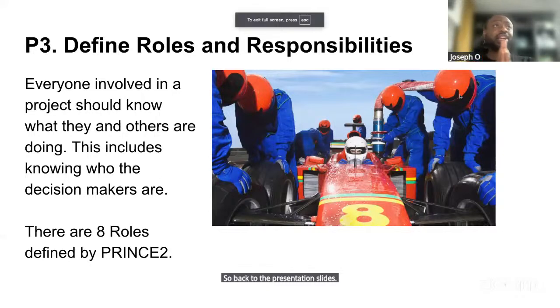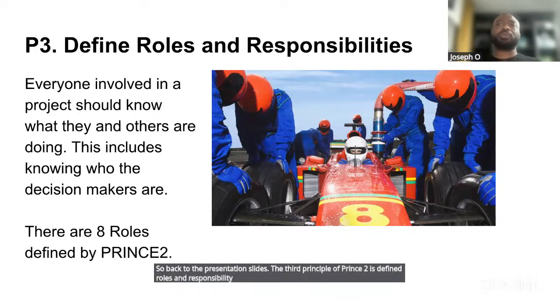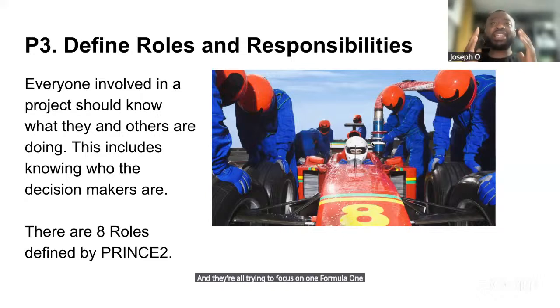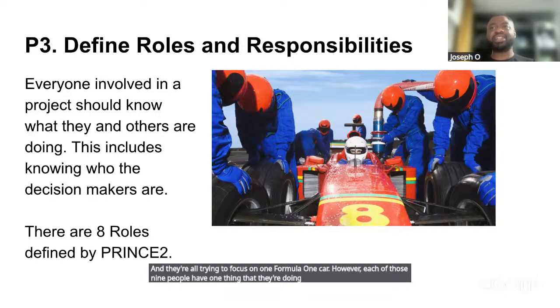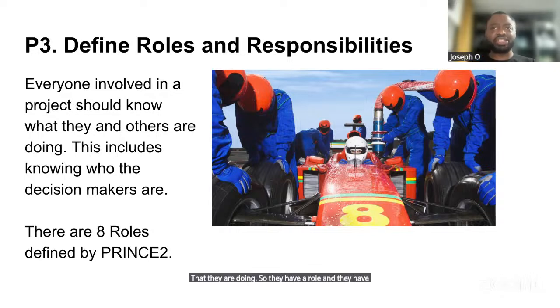The third principle of Prince 2 is defined roles and responsibilities. I really like this picture because it ties in. You've got 1, 2, 3, 4, 5, 6, 7, 8, 9 people here, and they're all trying to focus on one Formula One car. However, each of those 9 people has one specific task that they're doing. So they have a role, and they have what that role is responsible for.